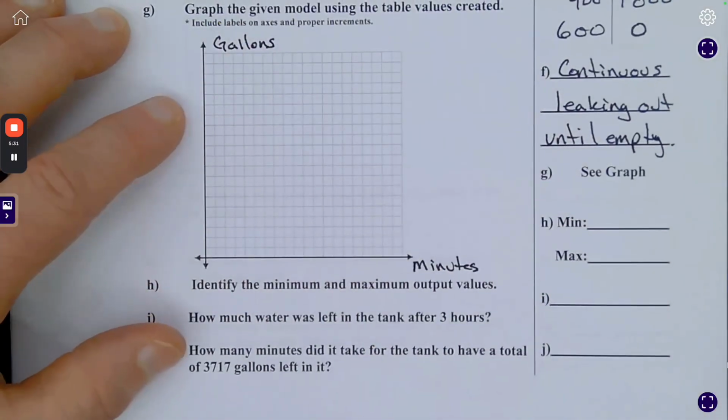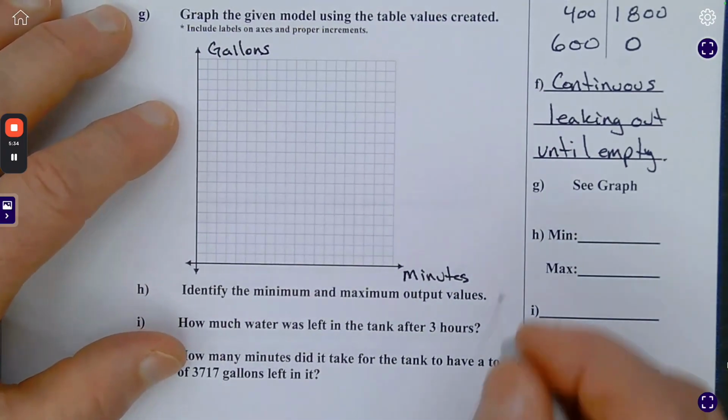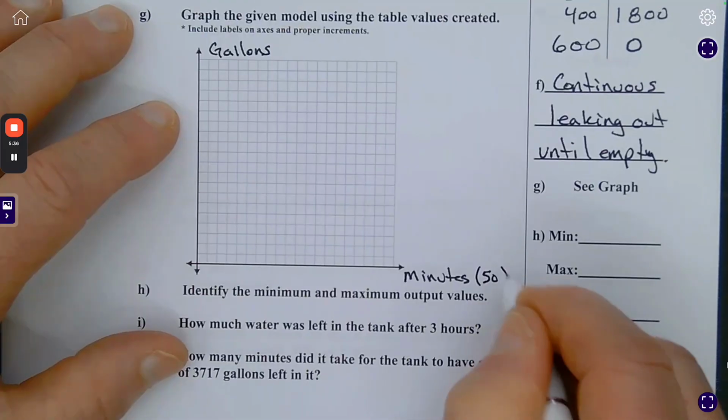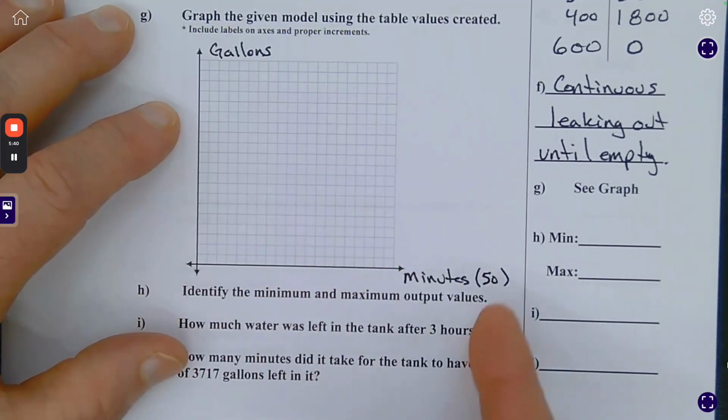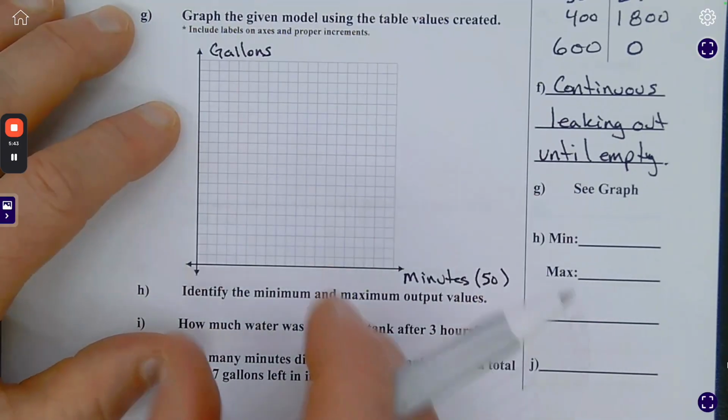I've got to go to 600 minutes, so I'm going to do increments of 50. I have 20 to work with, so I want to use at least 10, if not more. That would give me 12 units, all right?